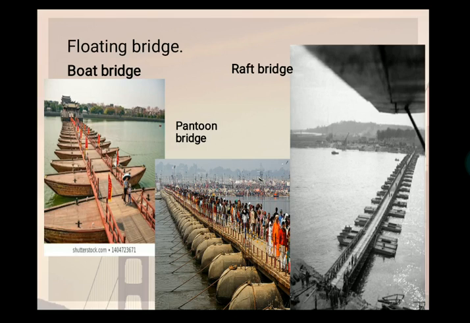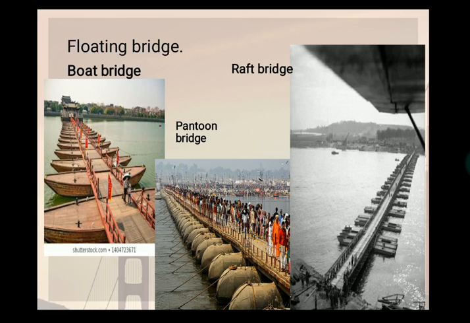Pontoon bridge. In this type of floating bridge, a number of pontoons are used for making the bridge's substructure. These bridges are superior to boat bridges regarding their strength and stability. This bridge can resist a heavy current of water and take more load. They are heavier and more expensive in their initial cost than boat bridges.